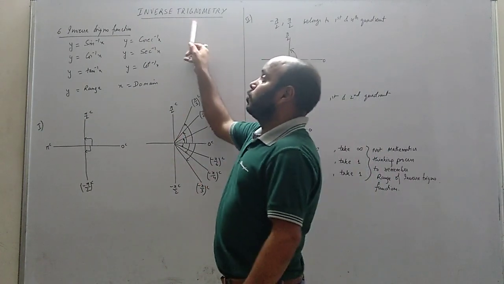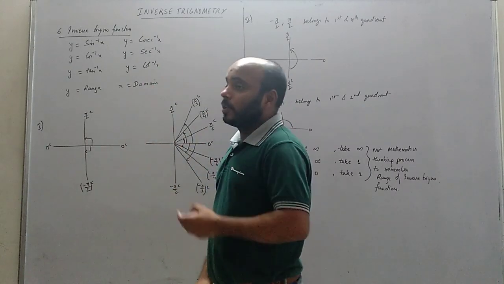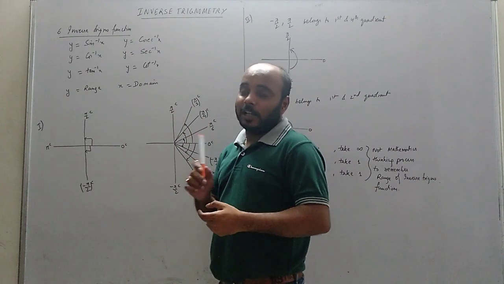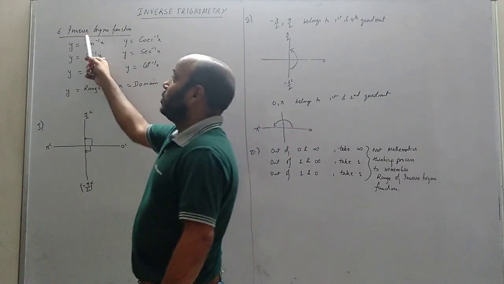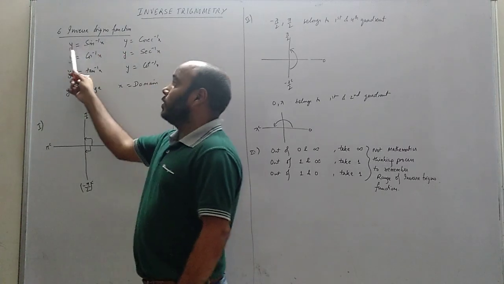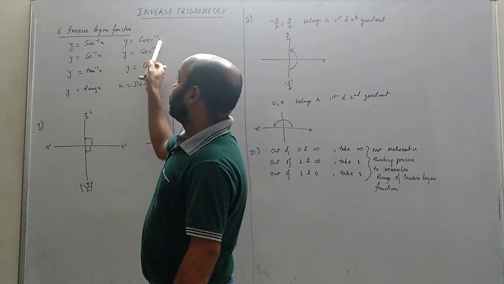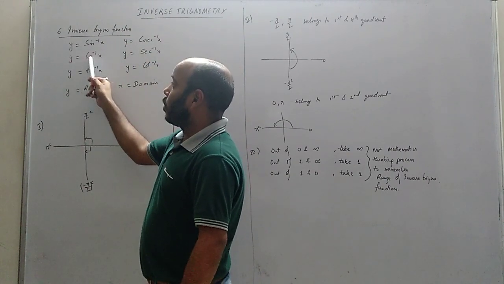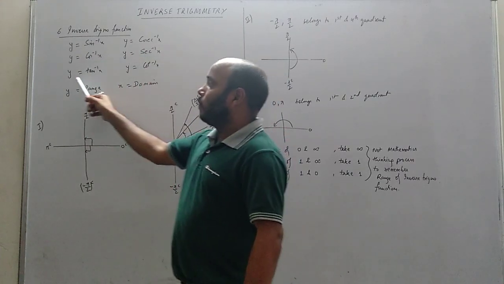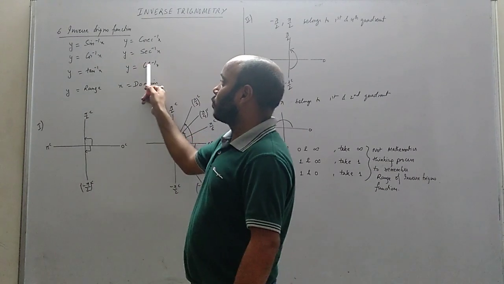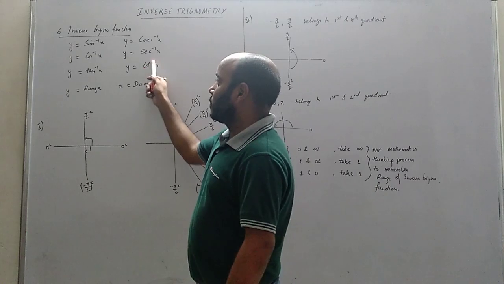Now, what is inverse trigonometry? Like trigonometry, we have 6 trigonometric ratios: sin theta, cos theta, tan theta, sec theta, cosec theta, cot theta. Similarly, we have 6 inverse trigonometric functions. y equals sin inverse x, or y equals cosec inverse x, that is, cosec to the power minus 1 x. y equals cos inverse x, y equals sec inverse x. y equals tan inverse x, y equals cot inverse x. Inverse means you have to put a minus 1 on the top, as a power, not in between.